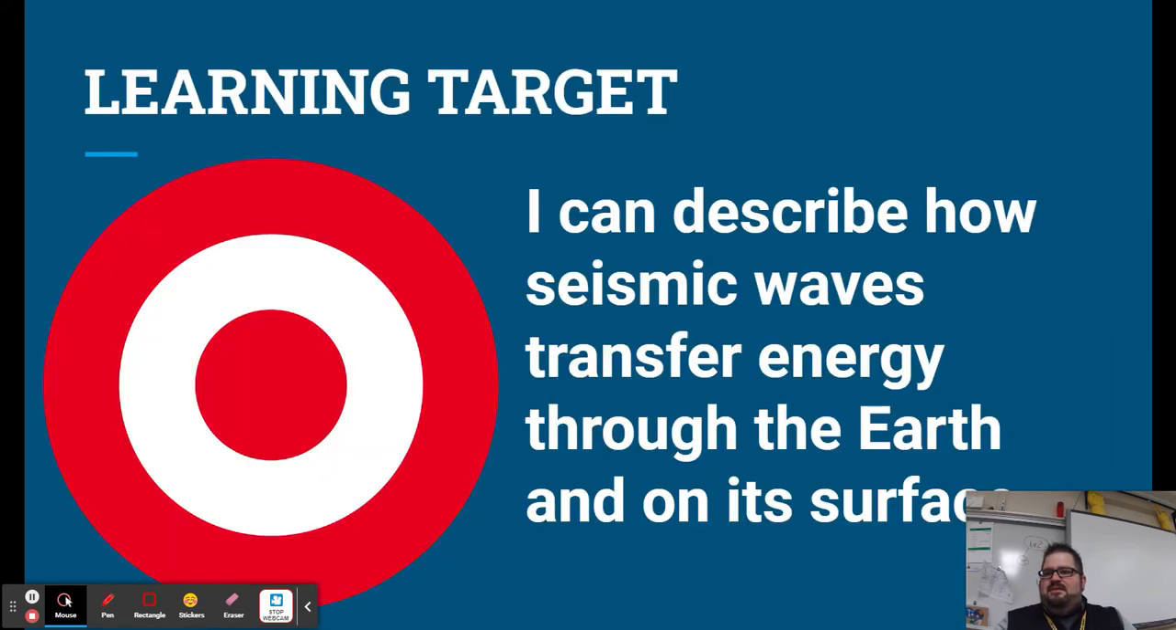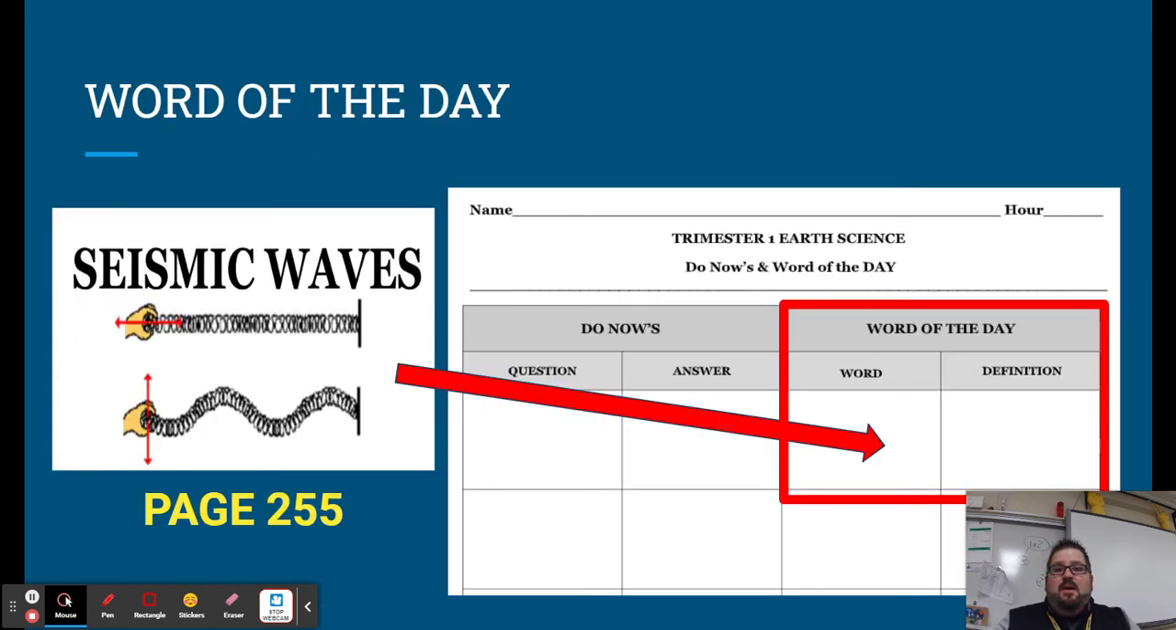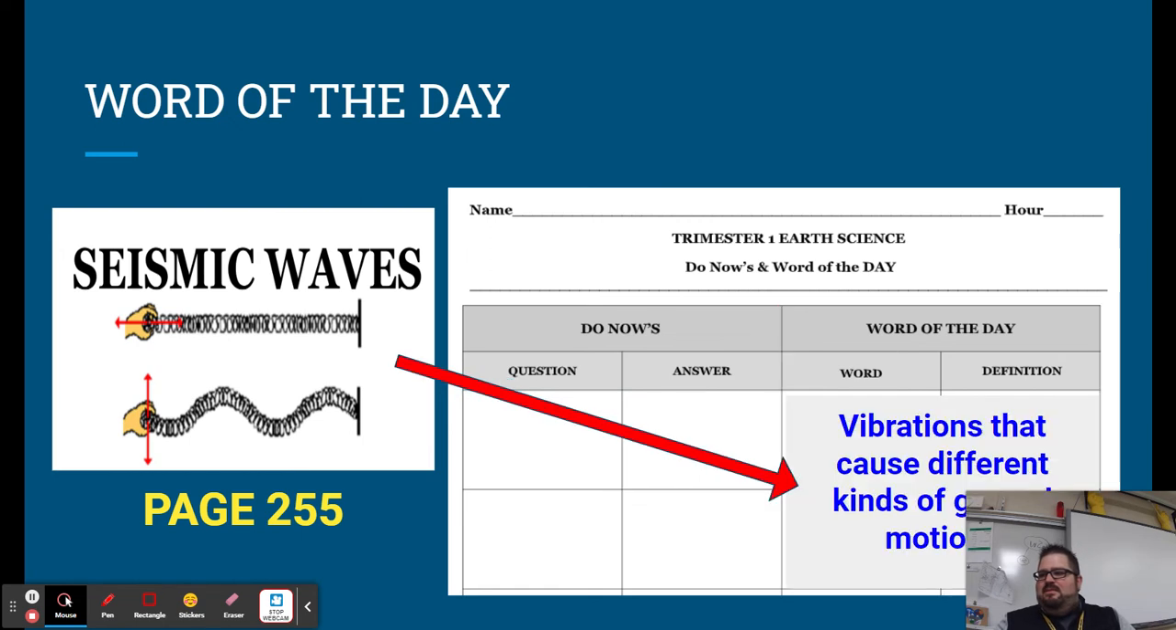Then I can describe how seismic waves transfer energy through the earth and on its surface. Speaking of seismic waves, on our pink sheet, we're going to have a word of the day. We have not had a word of the day for a while, and we have been neglecting our pink sheet lately, so we'll get out our pink sheet. Seismic waves are vibrations that cause different kinds of ground motion. My video is blocking the rest of that, but kinds of ground motion. It's on page 255.